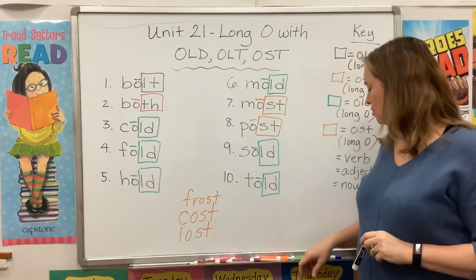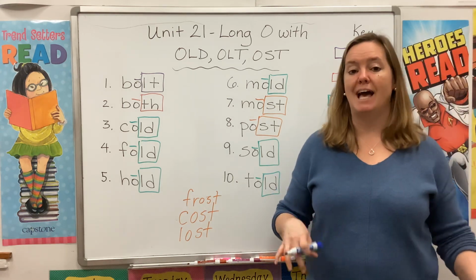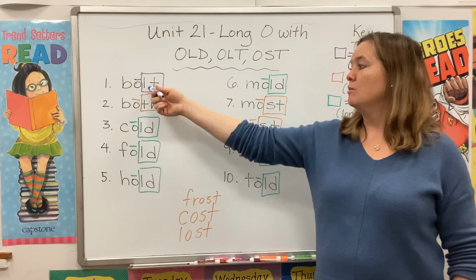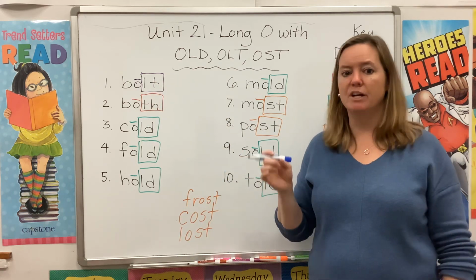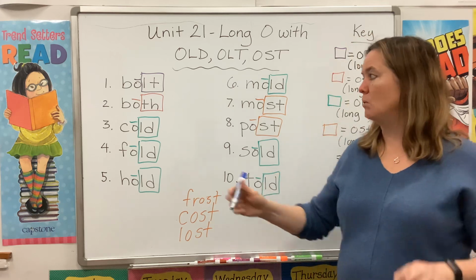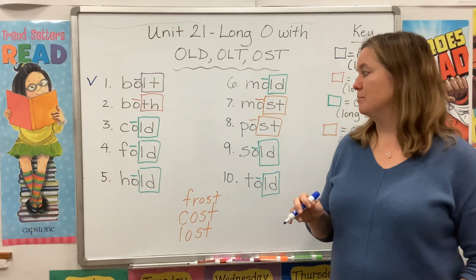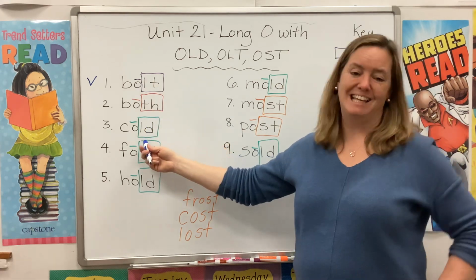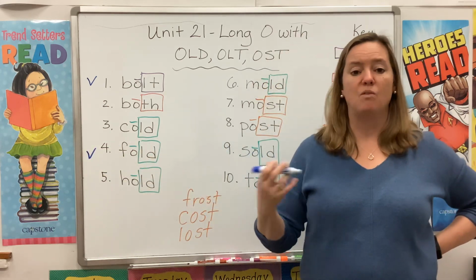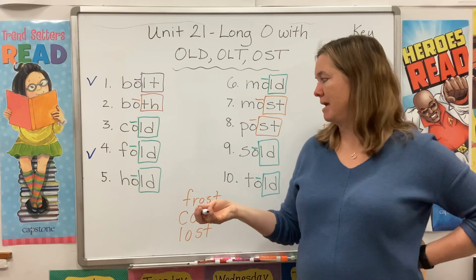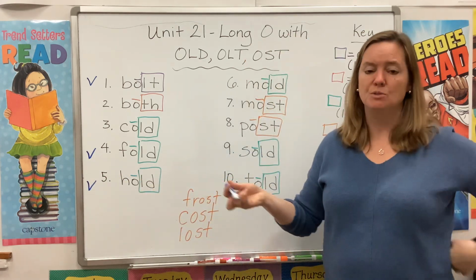So let's look for verbs first. Those are things we can do, right? Bolt. Well, you can bolt out of the room, right? If you're in a hurry to get somewhere, you can bolt. It means you run out really fast. So that is a verb. You can't both and you can't cold, but you can fold. You can fold napkins, you can fold laundry, you can fold a piece of paper. You can definitely hold stuff. You can hold hands, you can hold a baby.